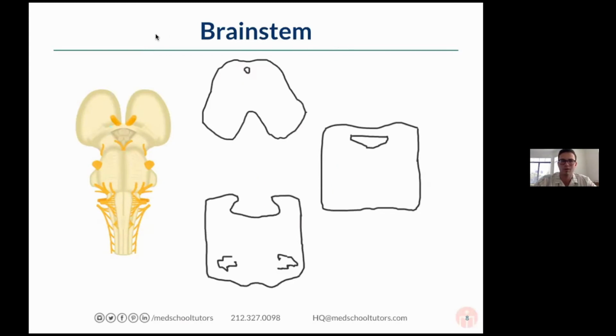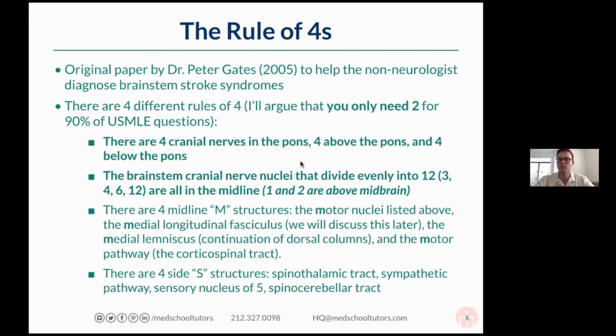Okay, so now with the rule of 4s, I'm going to talk about them briefly and try to simplify it. There are 4 rules, and I'm going to hopefully make an argument you really only need 2 of them, right? If you're like, Michael, I cannot remember 4 rules for the test, I've got space in my brain for 2, if any. So this was an original paper from 2005, trying to teach people how to recognize brainstem strokes and remember the anatomy. I think that most students could do most questions with just 2 of them.